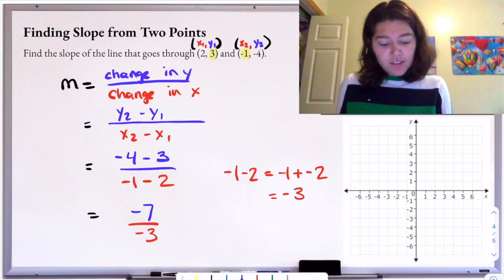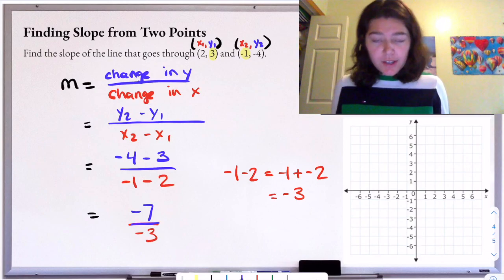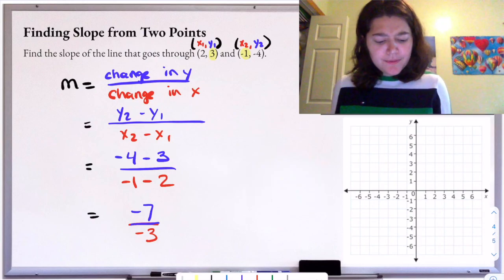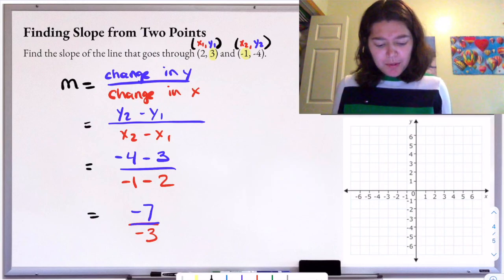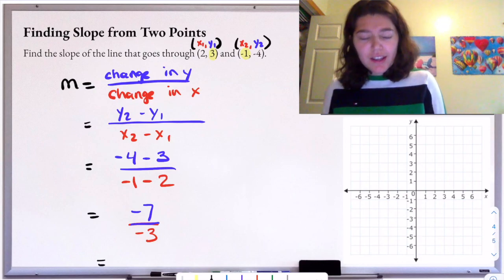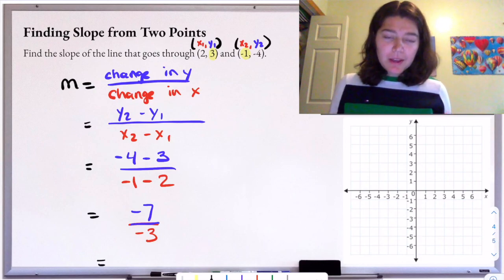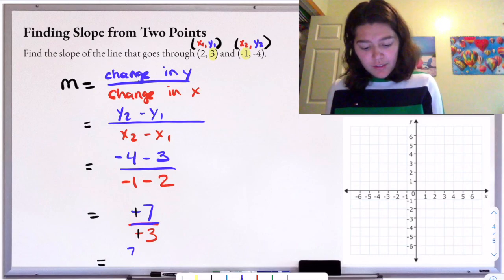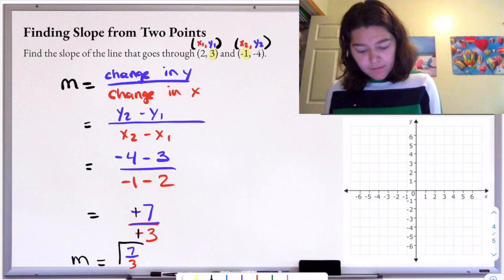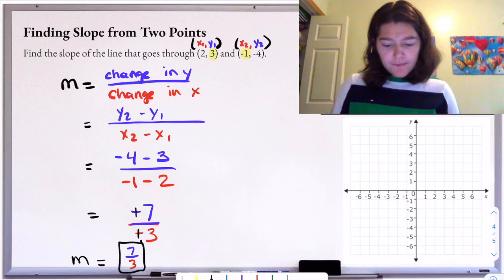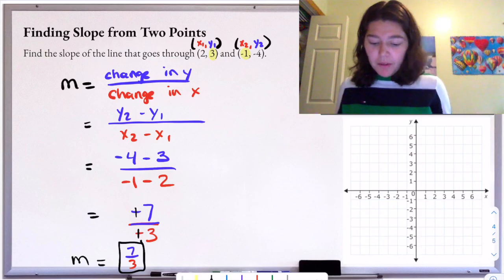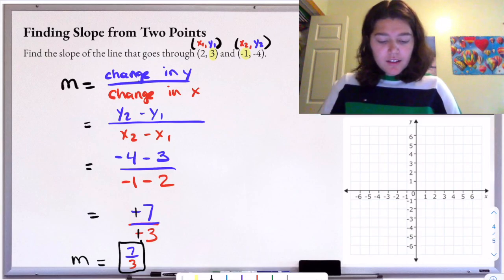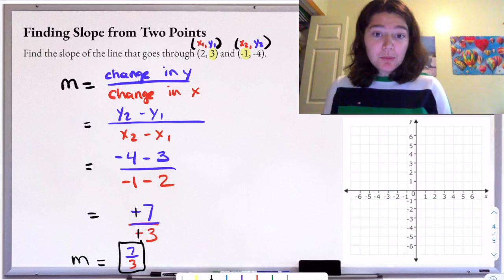So we get negative 7 divided by negative 3. Okay, that's good, but we want to simplify that. We don't like having two negatives. So we know from 7th grade that when we have a negative divided by a negative, it's a positive. Okay, so these become positive, and we get 7/3 is our slope. Okay, so that's the process of it. We substituted in the points, we subtracted, and then we divided, and we got that our slope was 7/3.